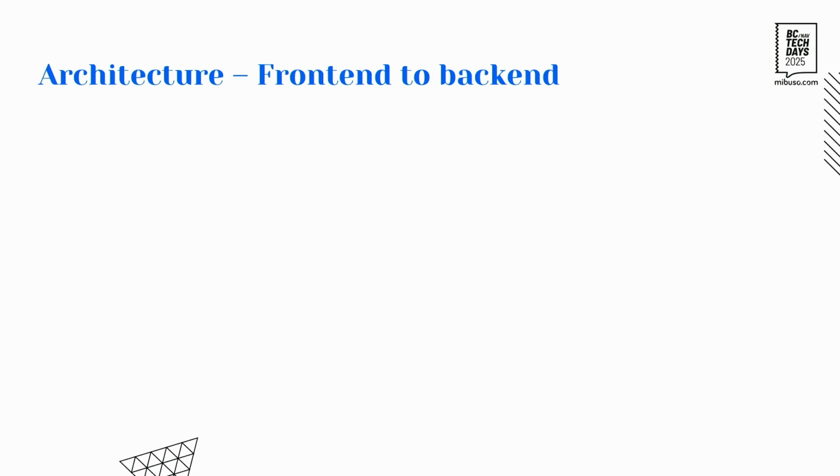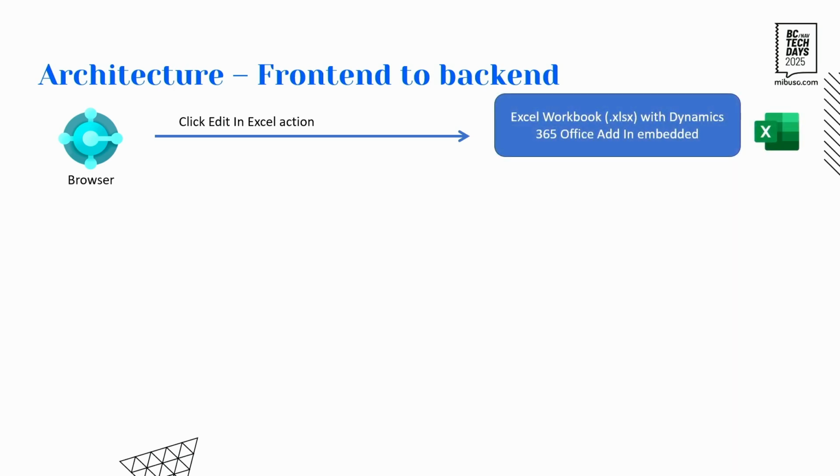Let's touch upon the architecture a little bit. So it all starts in the browser, where you click the Edit in Excel action on a list page. When you do that, it opens an Excel workbook with the Dynamics Office add-in embedded inside it. And that add-in is the Excel add-in.